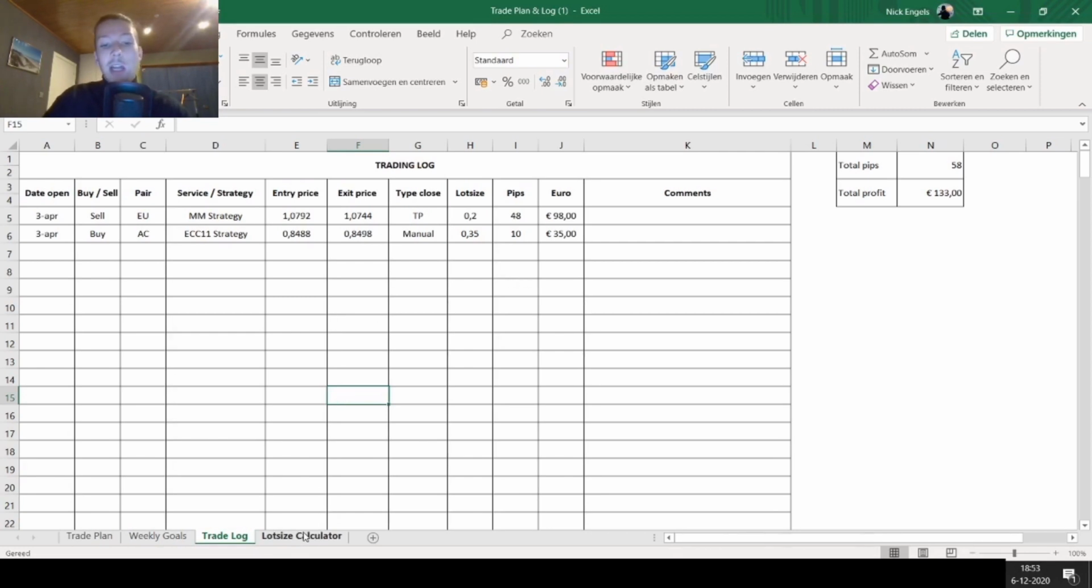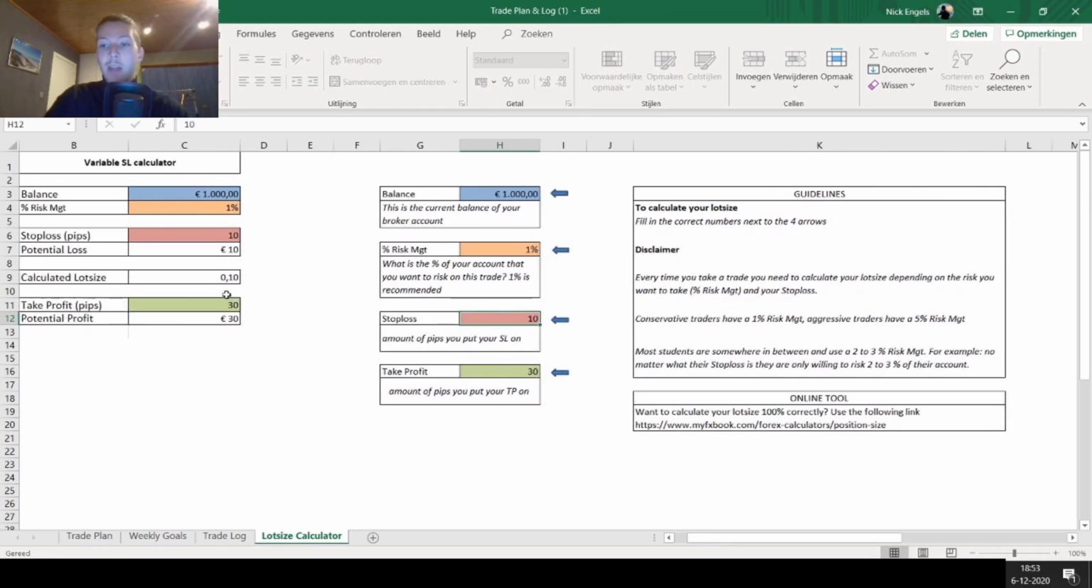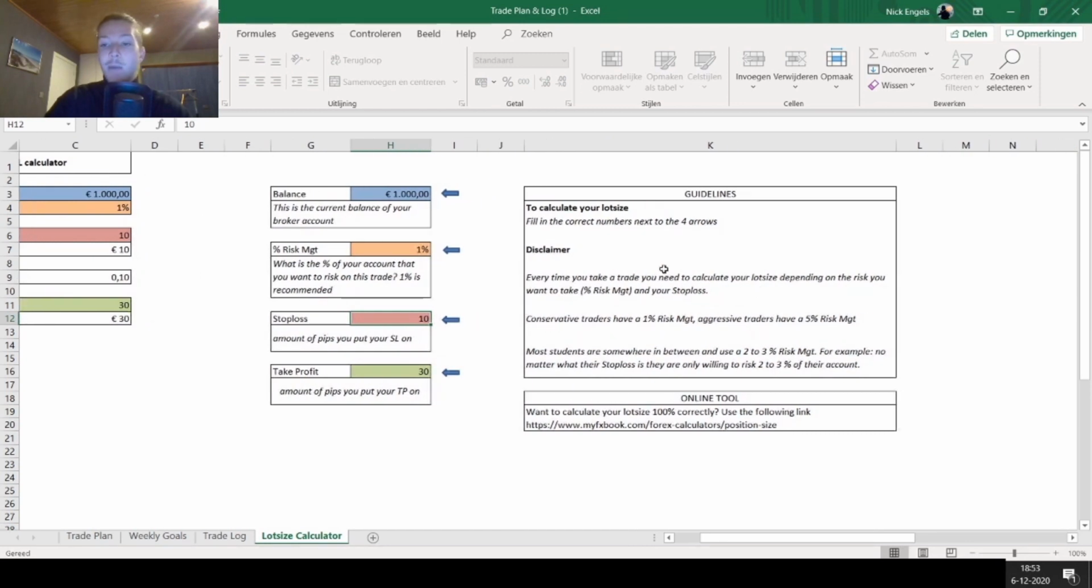Now on the last page, there is a variable lot size calculator. The trade plan, as we have talked about, will give you a general thumb rule lot size, which is actually calculated by having a general stop loss of 10 pips. Now in a lot of examples in the market, your stop loss will be more than 10 pips. So to determine your proper lot size, we have this fully adjustable lot size calculator. A really important thing to talk about is this disclaimer over here.